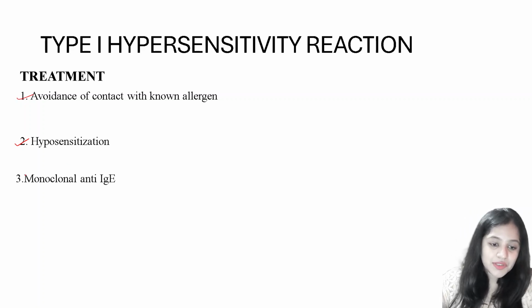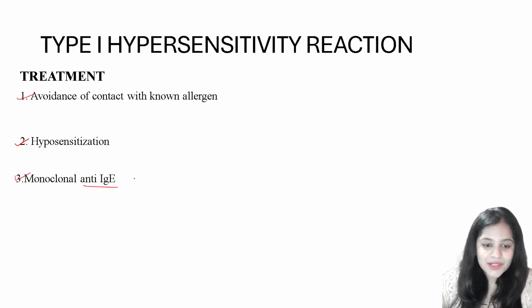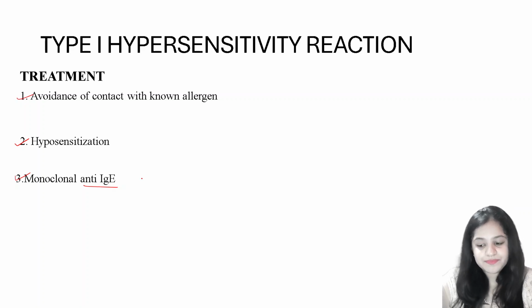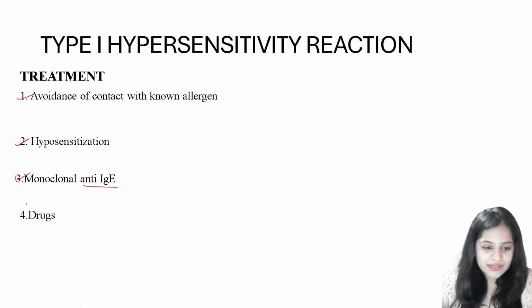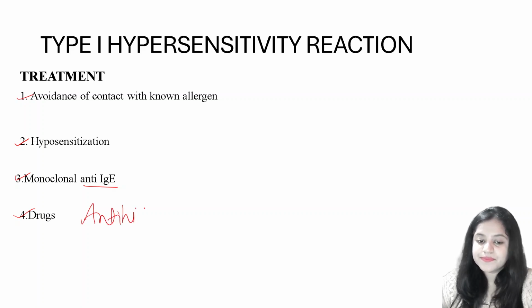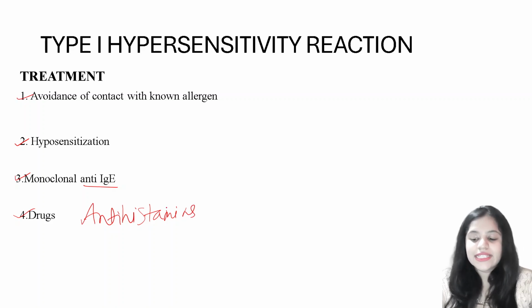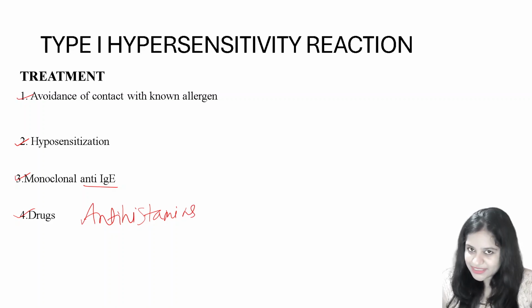Third, you can introduce monoclonal anti-IgE to bind to the IgE antibody. Fourth, you can give some drugs, drugs like antihistamines. Okay. So this was your type 1 hypersensitivity.